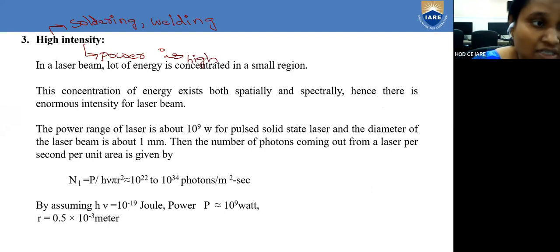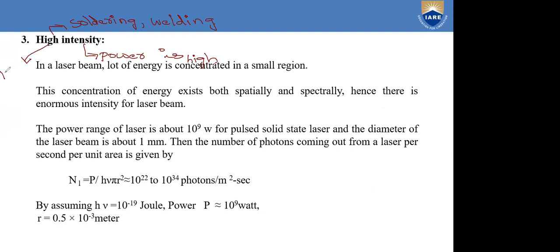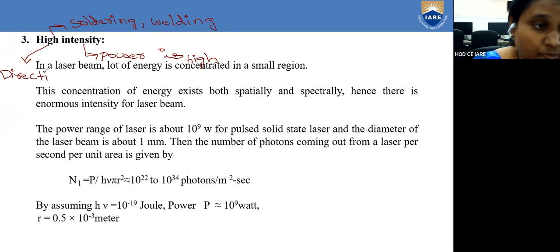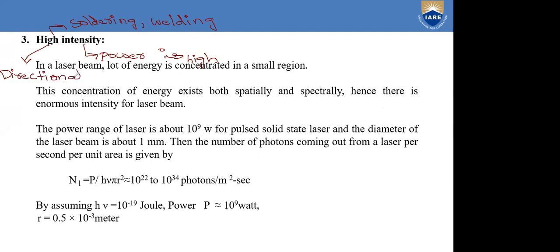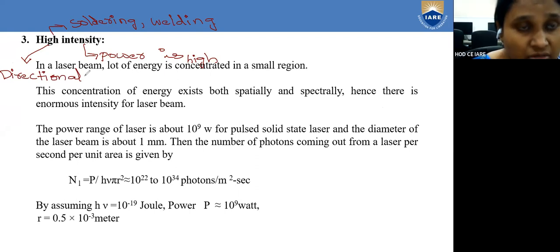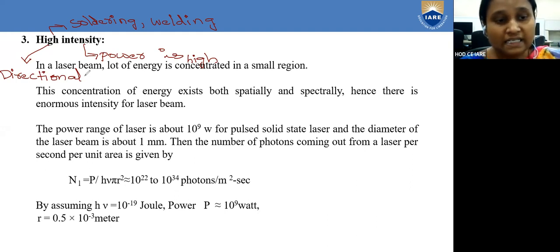And why does it have this highly intense characteristic? Because of its directionality. Because of its directionality, laser light has this property of being highly intense, because all the beams are going and falling at one region. It means that all the photons are getting concentrated in one region. The energies of all the photons are falling in one place. So the energy will be more, intensity will be more. That's why we say that this laser light is highly intense.